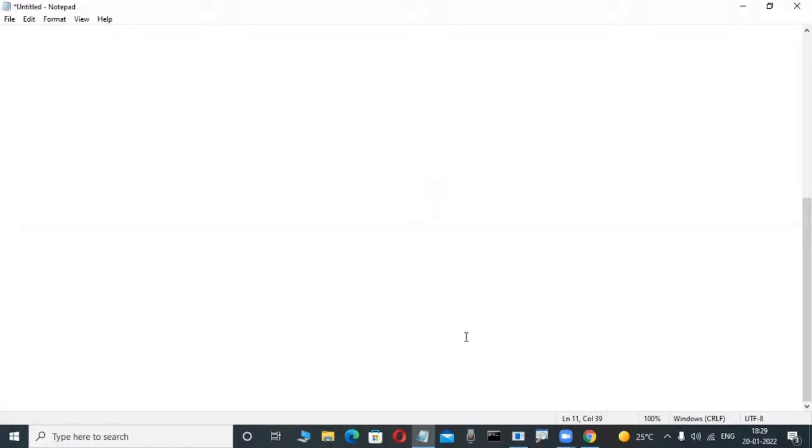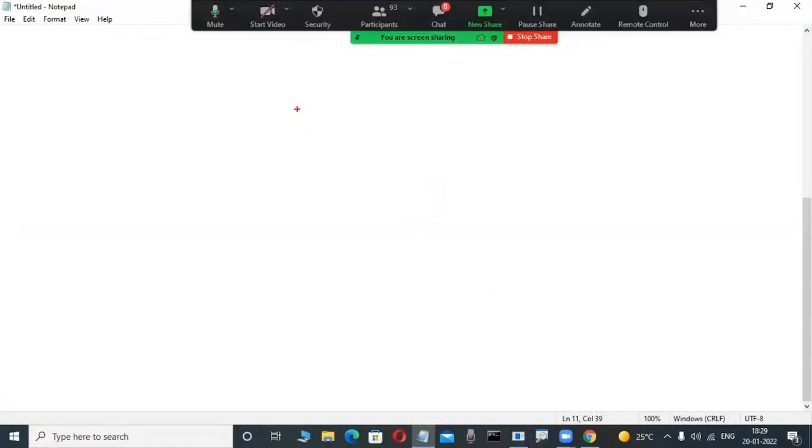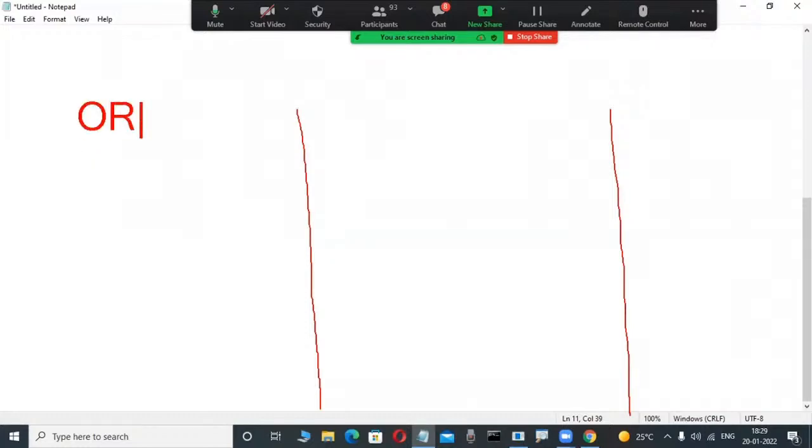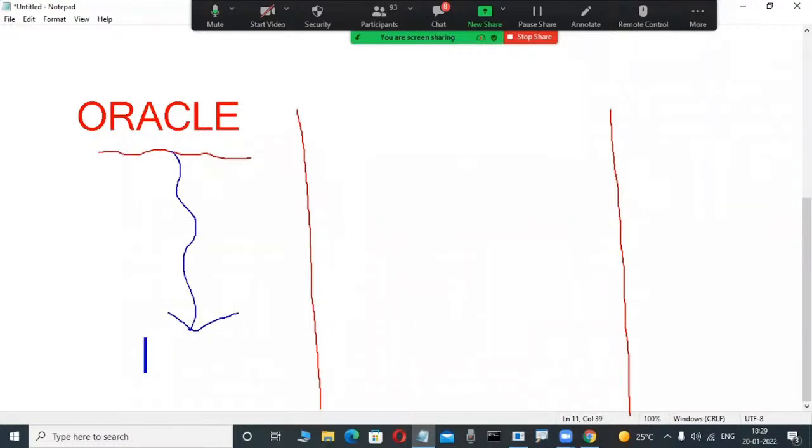Suppose, for example, concentrate for five minutes. I am working in a company, and I have a doubt, or you may also have a doubt. I am working on an Oracle project. Oracle is a relational database product. If I want to operate this relational database product, I use SQL, which is a language in my company. SQL is a language I'm using.